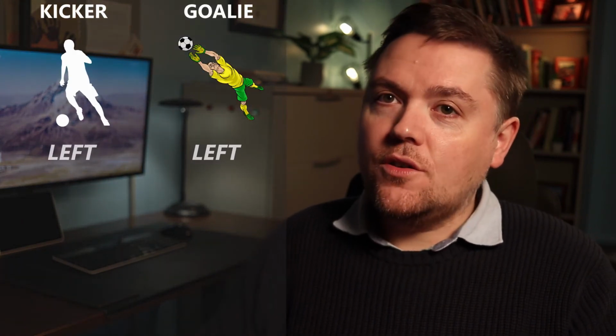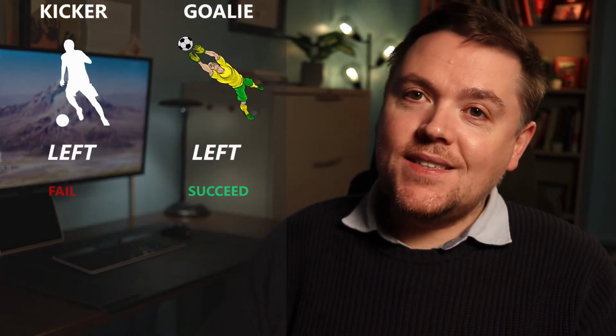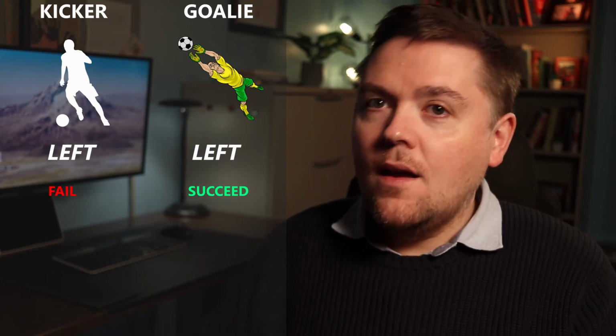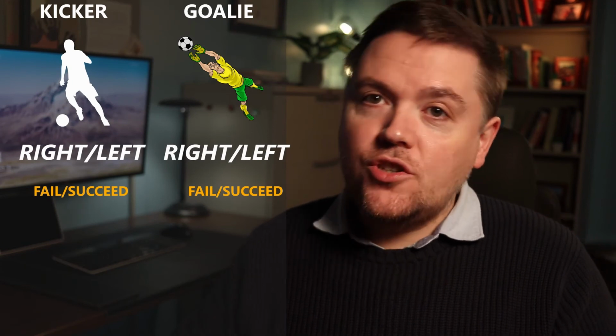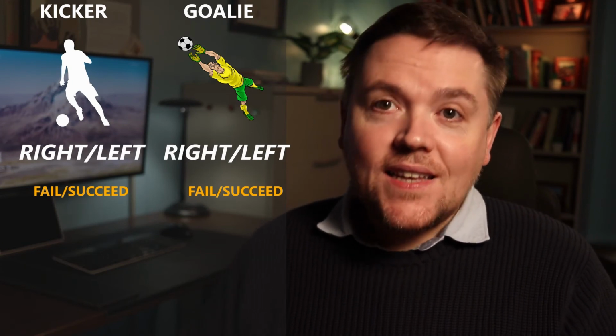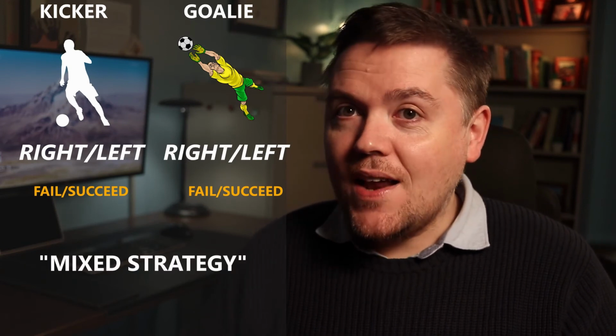When we look at the situation where both goalie and kicker choose to go left, then the goalie will succeed and the kicker fails. But this isn't an equilibrium. The kicker would like to go right if they knew that the goalkeeper was going left. So the only Nash equilibrium here is for both to randomly choose right or left. We say that they employ a mixed strategy.